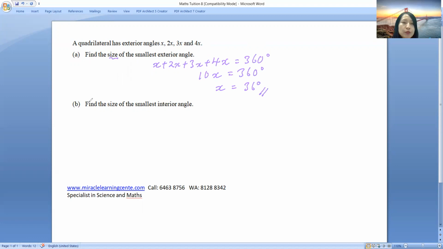Now you want to find the size of the smallest interior angle. So the smallest interior angle should have the largest exterior angle. So the largest exterior angle is 4x. Okay, and we know that the exterior angle and the interior angle total 180 degrees. So we take 180 degrees minus the largest exterior angle. Okay, so we'll get the smallest interior angle, which is 36 degrees.